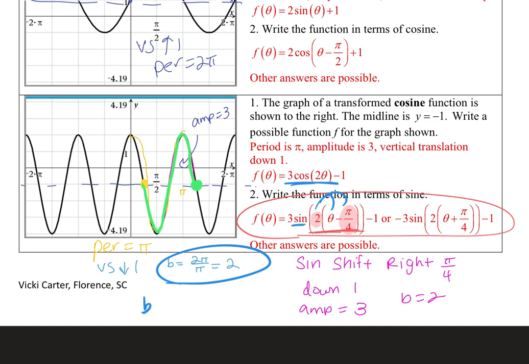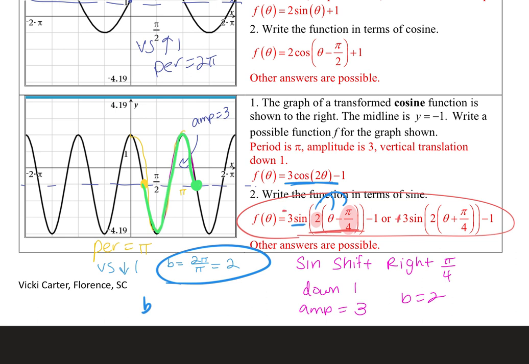But doesn't -pi over 4 move it right? Yes, -pi over 4 moves it right. So this one moves it right, and then it'd be -3 sine. Wouldn't these be switched? 3 positive, that's this one, moves to the right. Oh, that should be the negative and that should be the positive. Yeah, that's what I put. That's funny, I didn't even catch that. That should be switched. That should be the negative, that should be the positive. That's what happens when you trust other people.